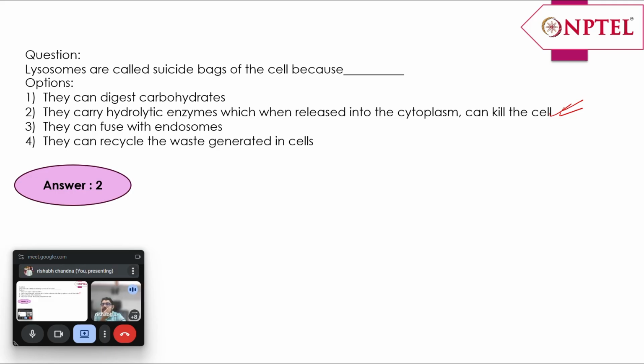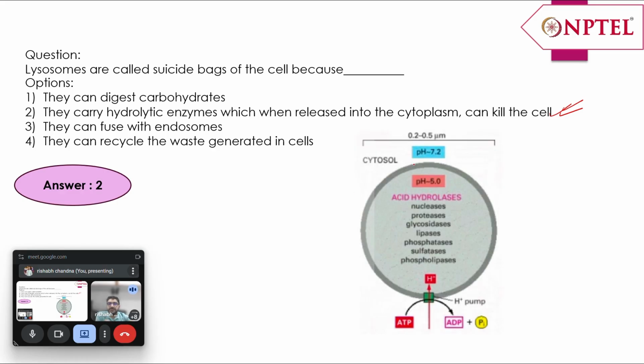That means they carry hydrolytic enzymes which, when released into the cytoplasm, can kill the cell. This happens when a cell is damaged or diseased. So the body needs to clear those cells, and during clearance, the lysosomes become active and release these hydrolytic enzymes inside the cell, which kills the cell.